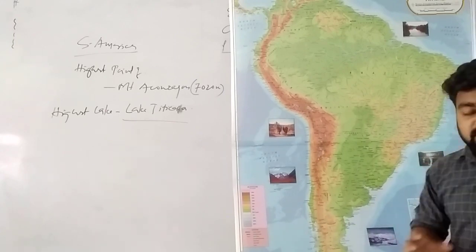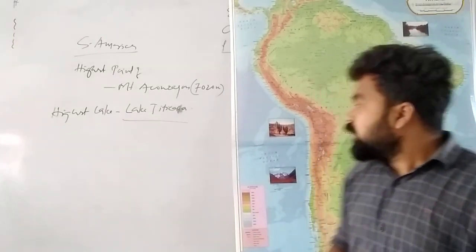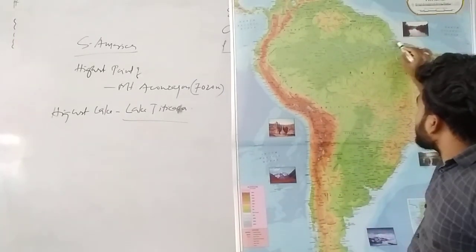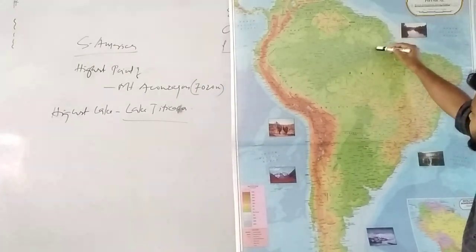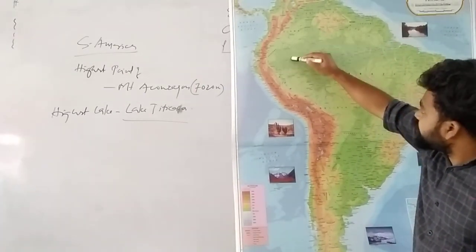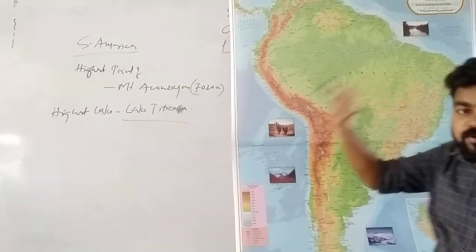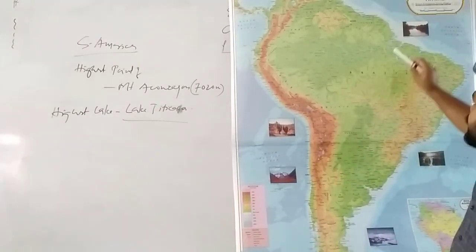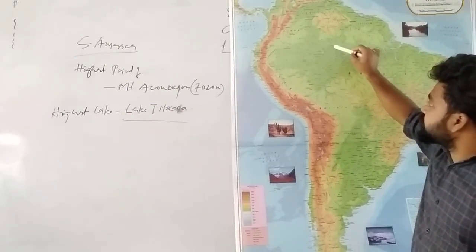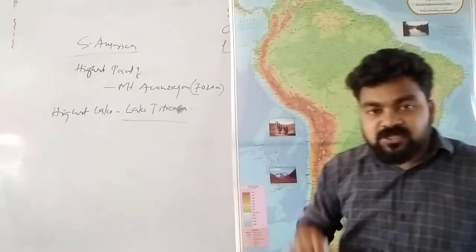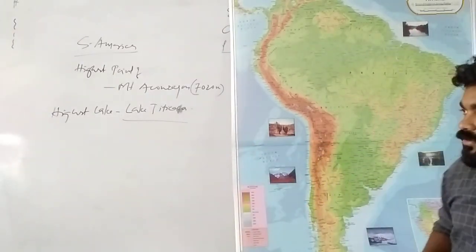Then again, we will see the major river basins. Here the major river basin is the Amazon river basin. You can see this light blue portion here. This is the major Amazon river basin, which is called the largest river basin in the world. We also have to see the tributaries. What is a tributary? The branch of a river that falls into the main river is called a tributary.